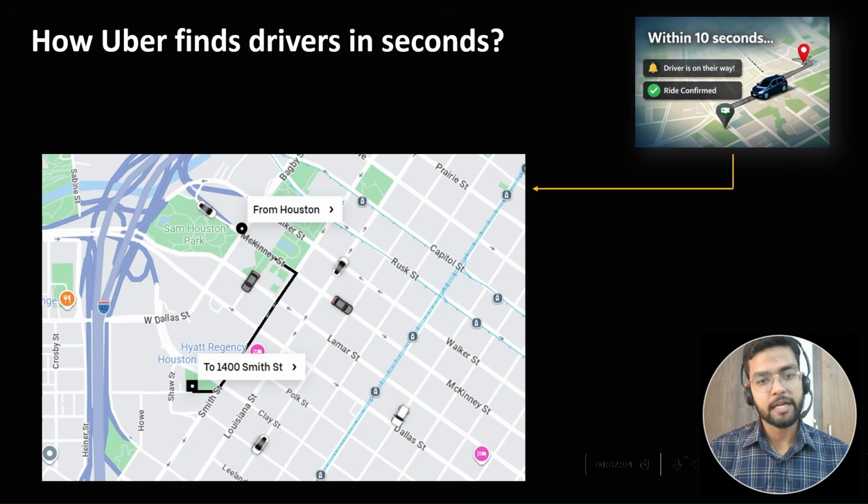And how does it handle millions of users, let's say user 1, user 2, user 3? Millions of users are booking a cab, requesting a ride. So how does it handle millions of users doing this at the same time? The answer is not what most people think. It's not a simple database query. And today I'm going to show you exactly how it works.